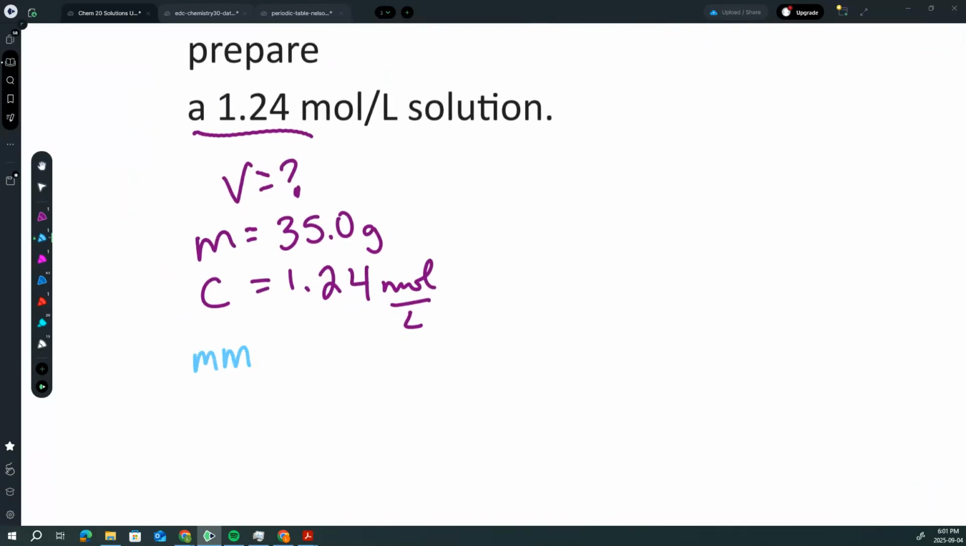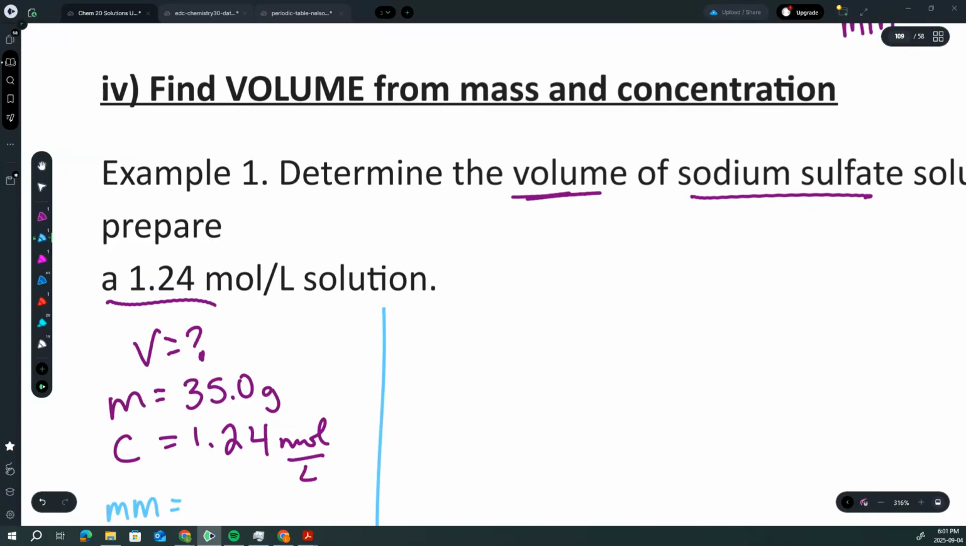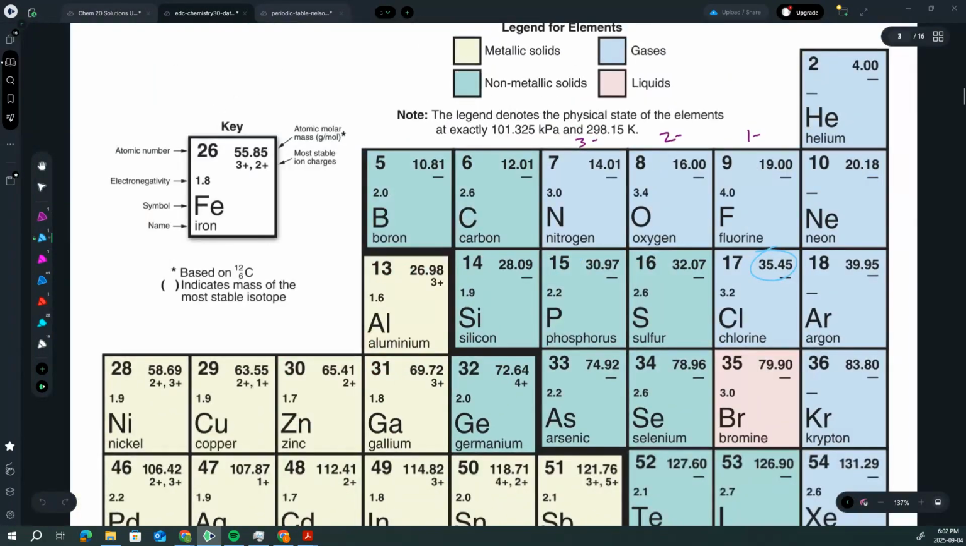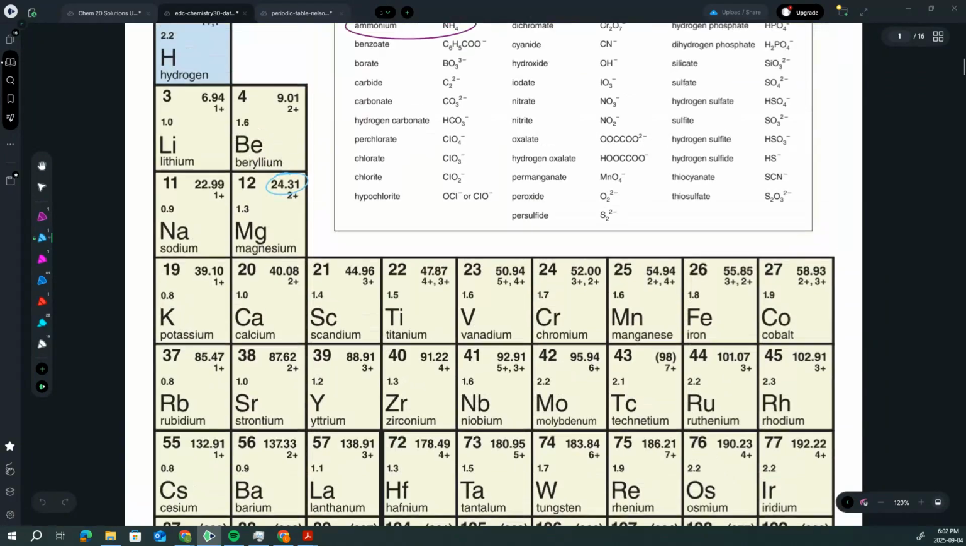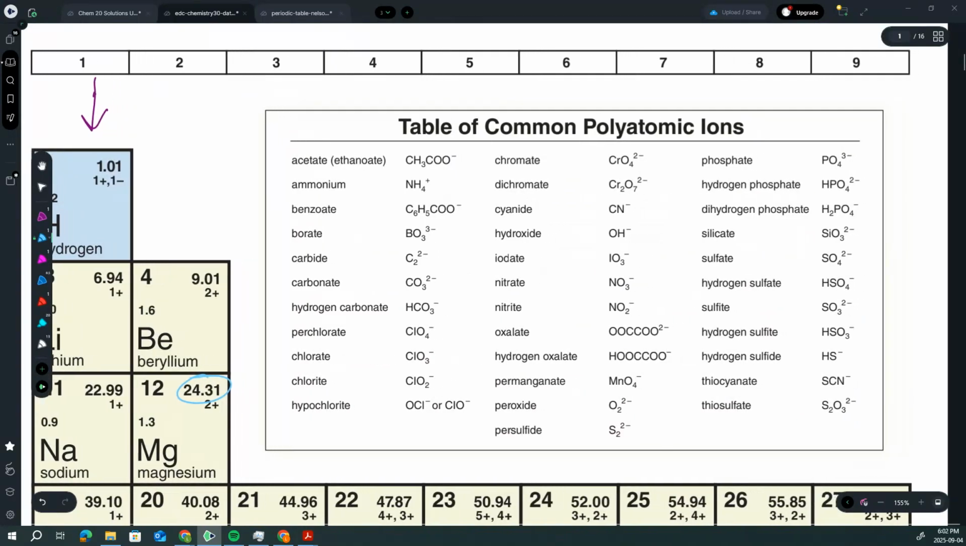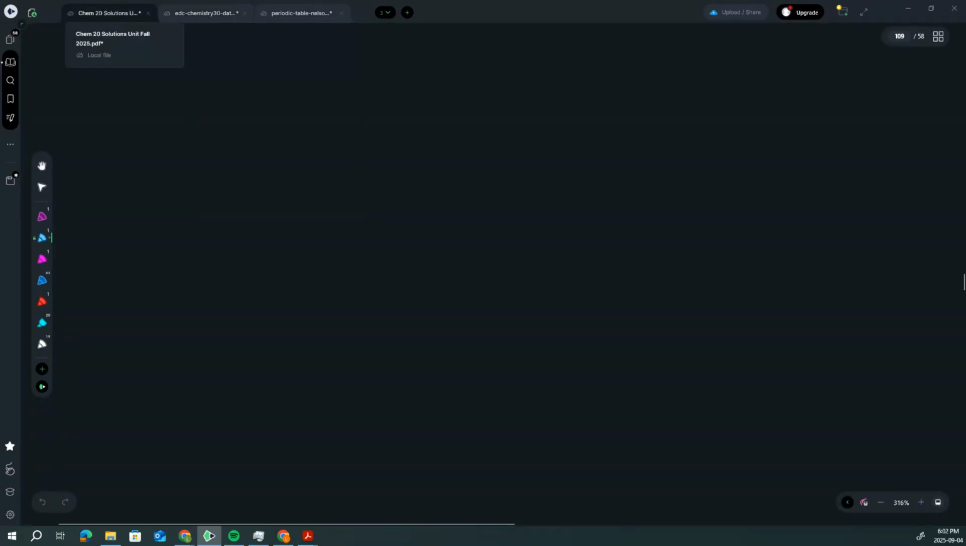So molar mass, let's figure that out. So sodium sulfate, let's convert that into a chemical formula. So sodium is Na, and then sulfate, since it ends in ATE, that is your signal that this is going to be part of your polyatomic ion, so you need to find it in this table here. So sulfate is right there, SO4 2 minus.